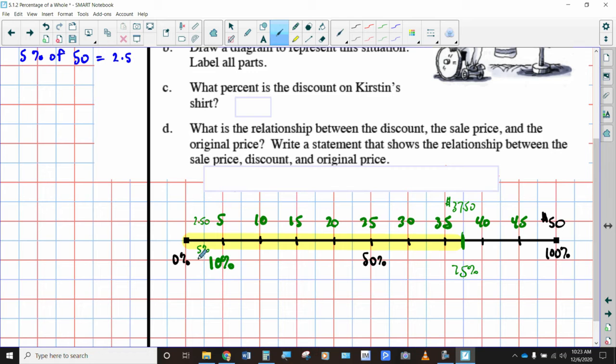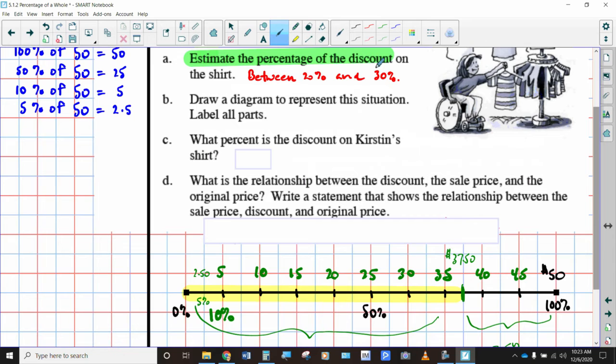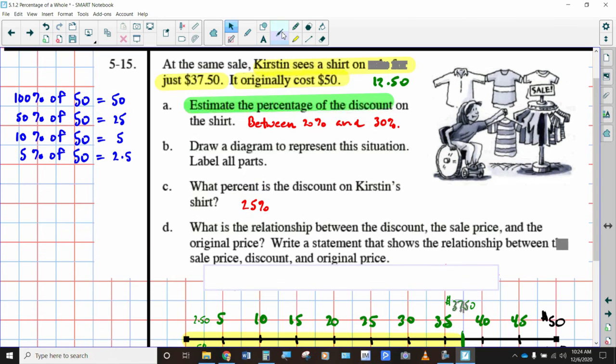So this quantity from here to here, she's paying 75%, which means that the amount of the discount has to be the rest of it, which would be 10, 20, 25%. So I estimated that the discount would be somewhere between 20 and 30%. Turns out the discount is 25%. Okay, now let's go up and use my mental strategy to solve this problem.